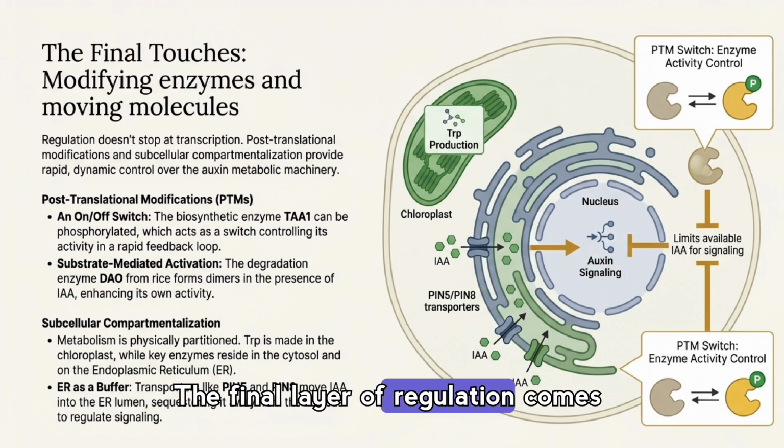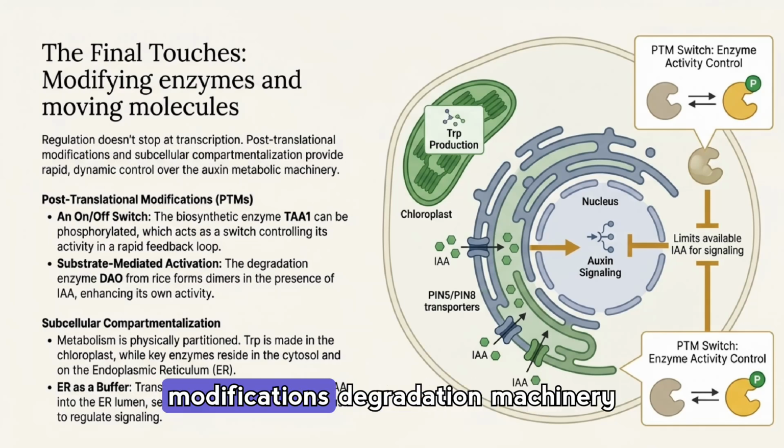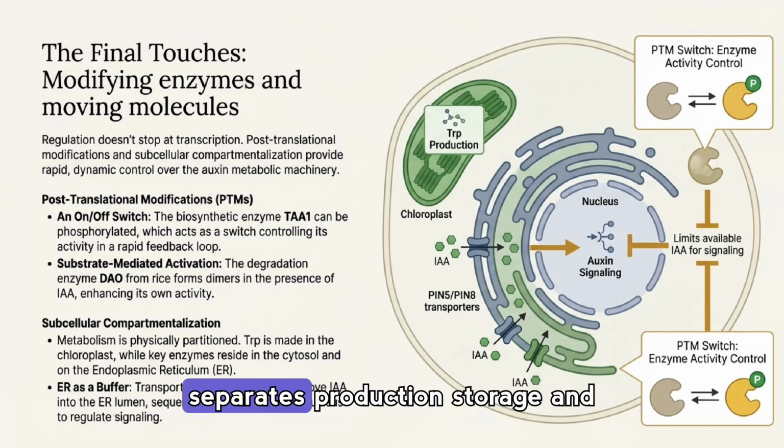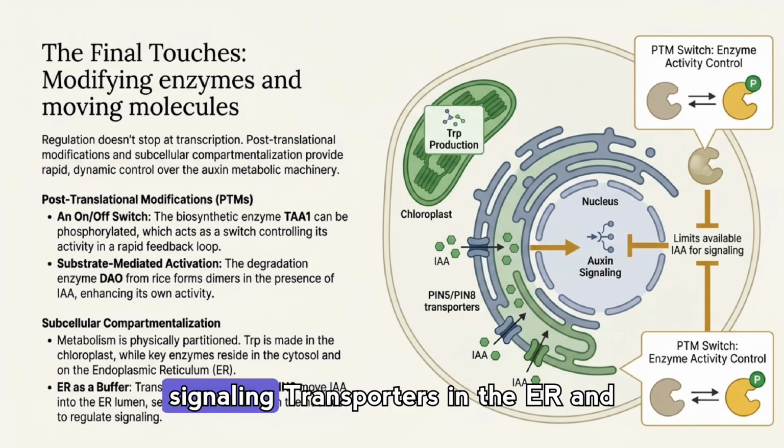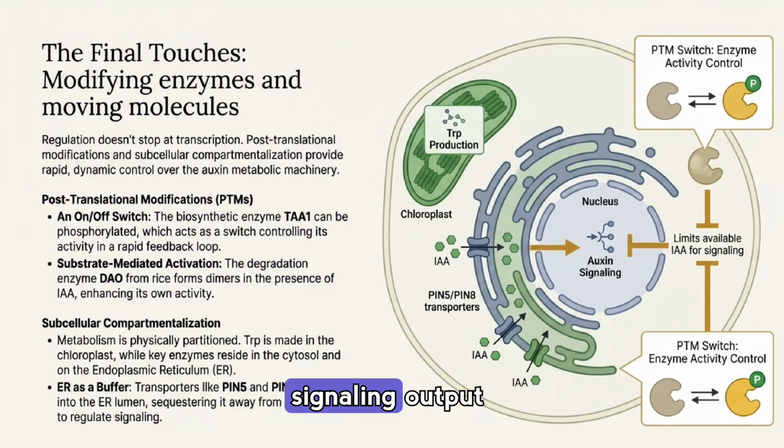The final layer of regulation comes after transcription. Enzymes are switched on or off by phosphorylation and other modifications, degradation machinery can be activated by substrate presence, and subcellular partitioning separates production, storage, and signaling. Transporters in the ER and plasma membrane move auxin between compartments, creating local concentrations that determine signaling output.